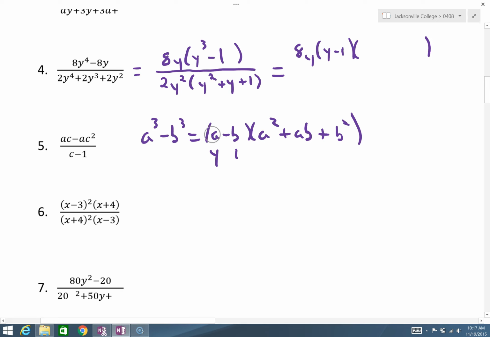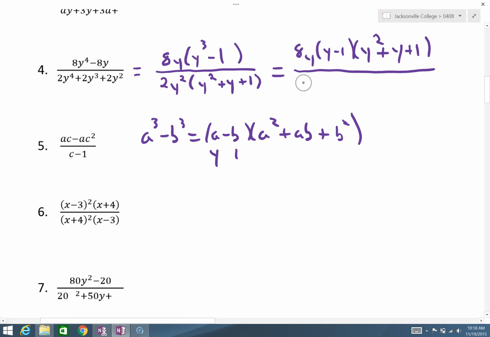A squared, well, a is y, so that becomes y squared. Plus ab, that's y times 1, 1y. Plus b squared, well, b is 1, so that's 1. So this is a difference of 2 cubes, and this is how it factors.